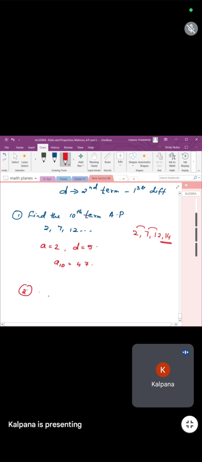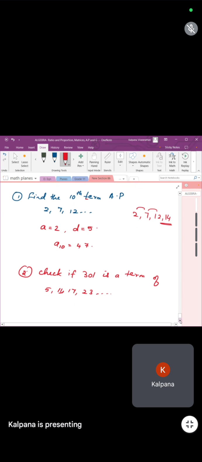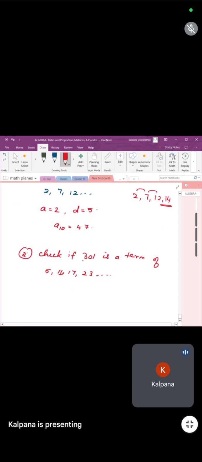Did you all get it? Now check whether 301 is a term of the list of numbers 5, 11, 17, 23, and so on. You have to check whether this 301 comes in this series, in this sequence.